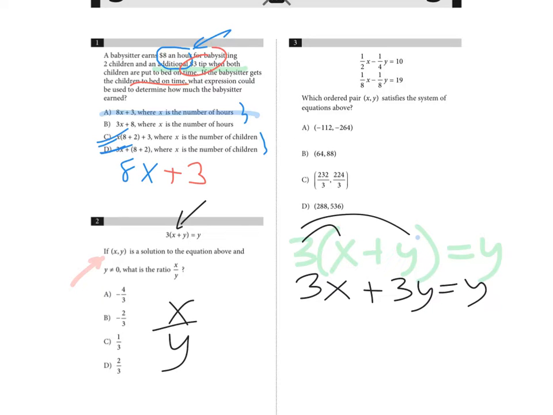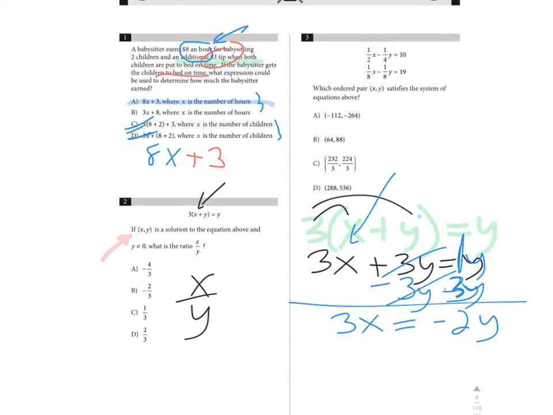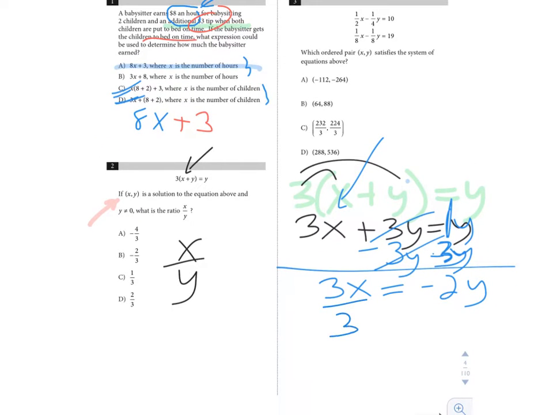Now, a lot of times in these equations, you have to solve for x. So I'm going to get this x by itself. Here I'm going to subtract 3y on both sides. So when I subtract 3y on both sides, I'm going to have 1y take away 3y, which gives me negative 2y. And then to solve for x, I'll divide both sides by 3. So here I have x equal to negative 2y over 3.